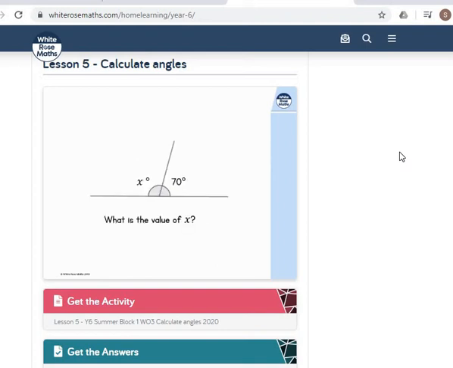Okay, one for you to think about now. What is the value of x? Pause the video, have a go yourself.